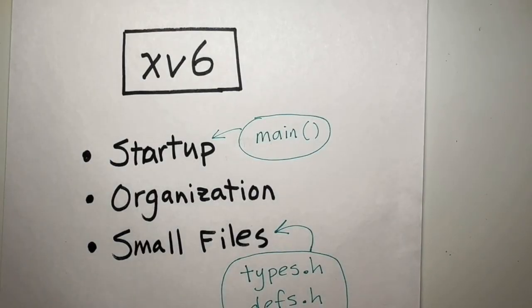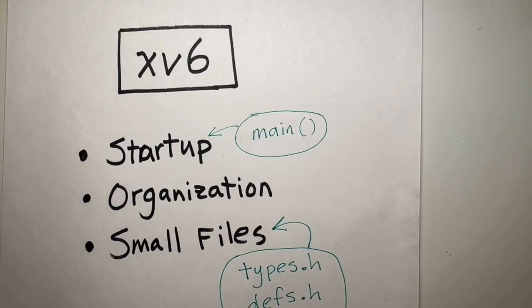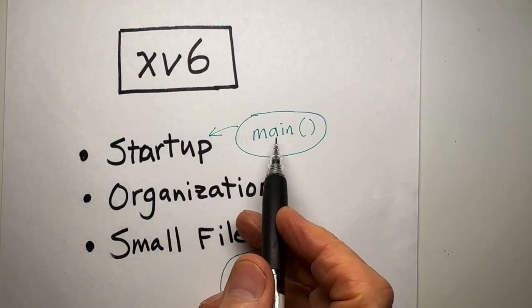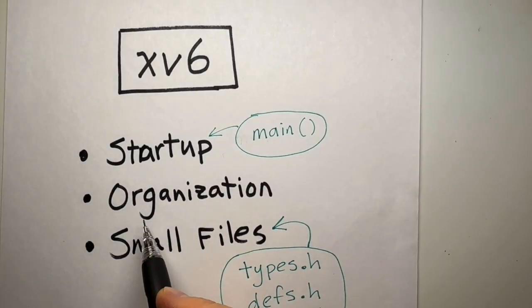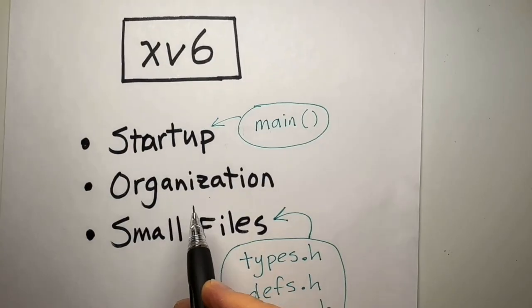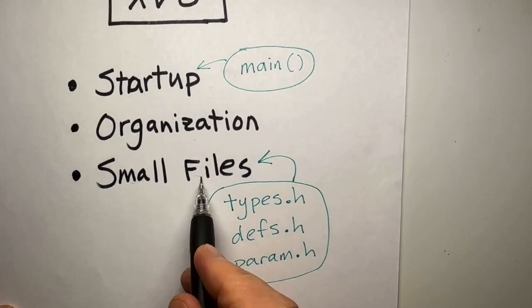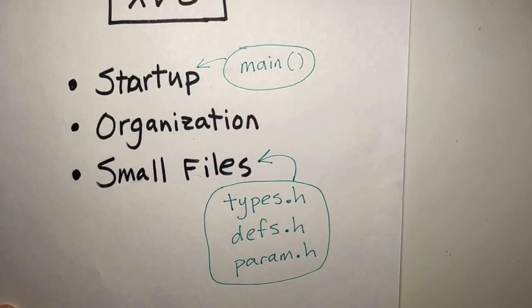This video is part of a series on the xv6 operating system kernel. In this video, I'm going to go over the main function and talk about the startup procedure. But first, I'll briefly discuss the organization of the files that make up the xv6 system. I'll end by quickly covering the files types.h, defs.h, and param.h.